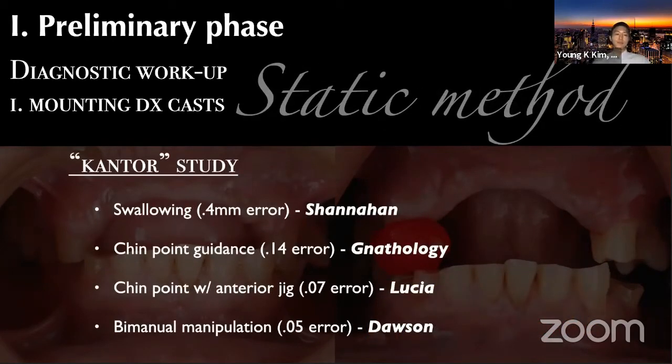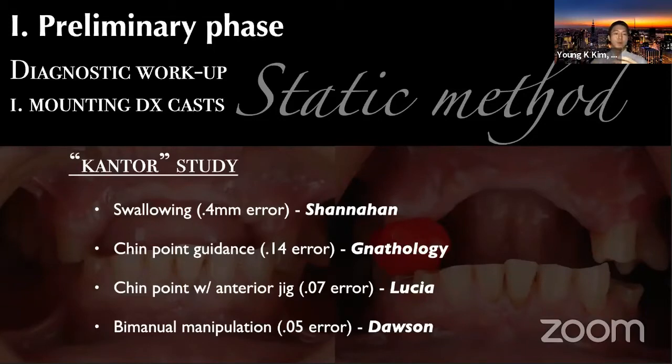And there's a study, a contour study, that's showing the accuracy of each static method. I'm sure you heard about the bimanual manipulation by Peter Dawson, and that's the most accurate. And we usually utilize this for the denture CR, for taking the CR on the edentulous cases. And a lot of times we use a chin point with the anterior jig, which is pretty much the same accuracy as the bimanual manipulation.